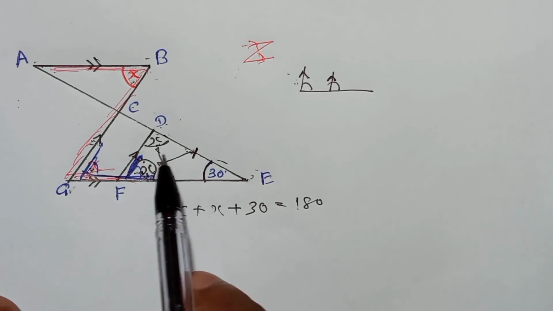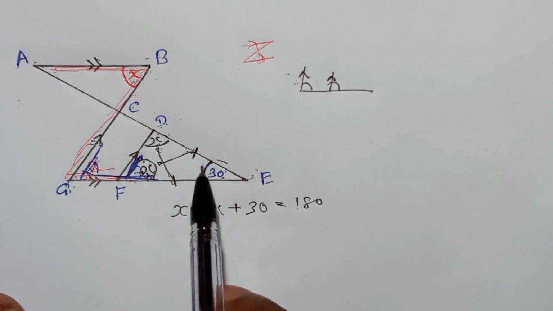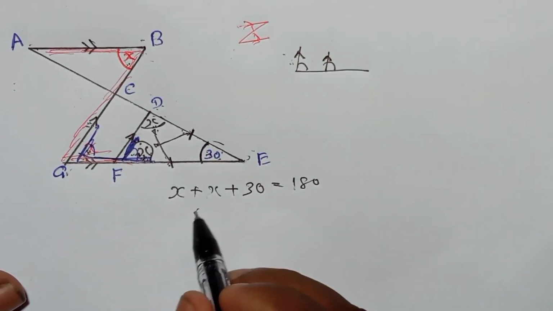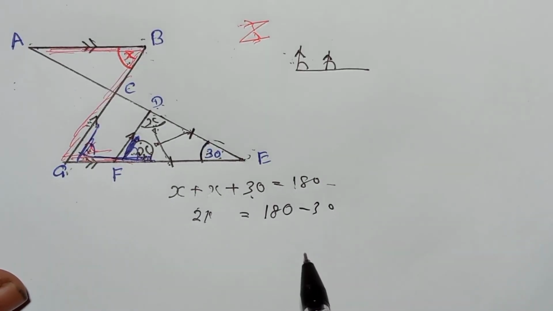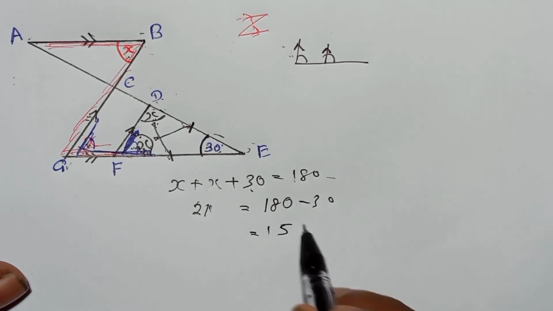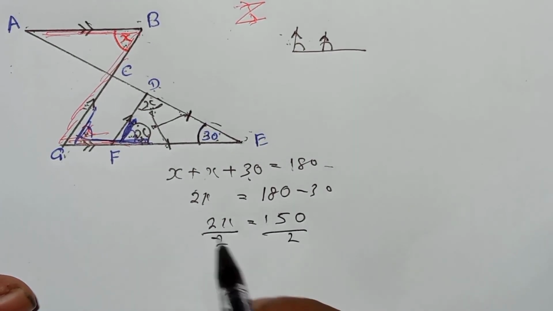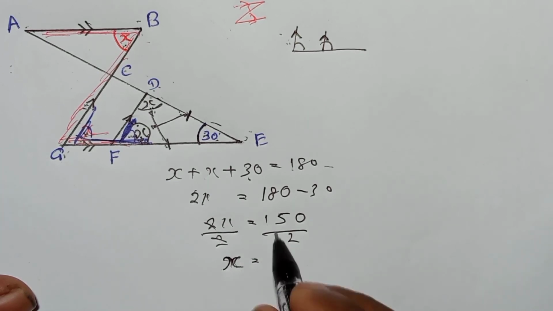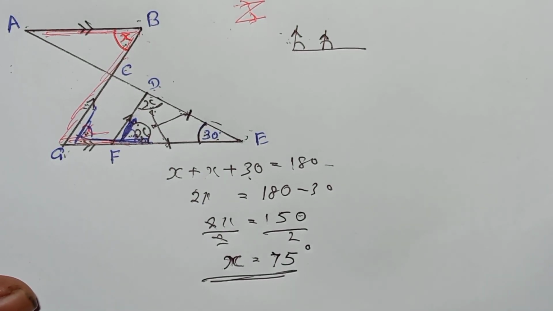Then I can write: this angle plus this angle plus this angle, the interior angles of a triangle, should be 180. So 2x plus 30 equals 180. I bring the 30 over, so 180 minus 30 is 150, equal to 2x. To get the x value, I divide both sides by 2. So x equals 150 divided by 2, which is 75 degrees. So that's the answer for x.